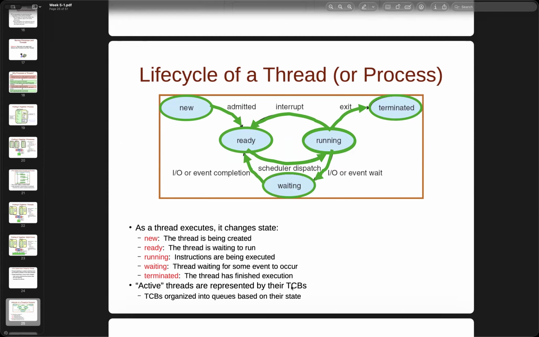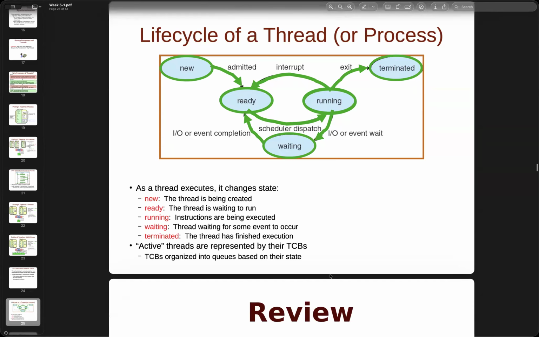They are represented by their TCB, the thread control block. We have the PCB, the process control block, and for threads we have the TCB. They are organized into queues based on their state. So just need to know one thing: this is called the active threads.